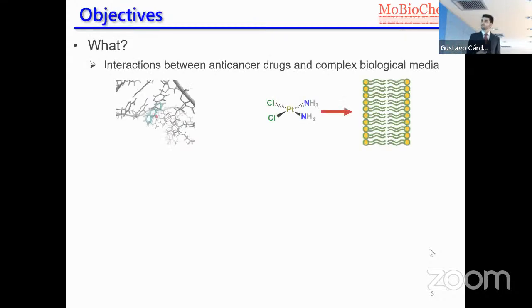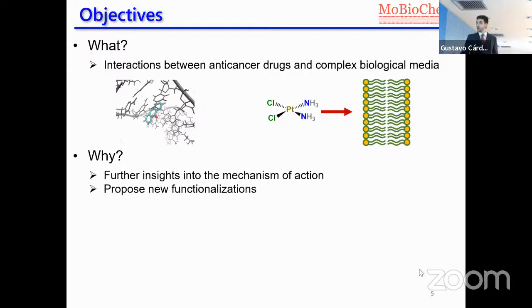Now, let us move into the objectives for this work. Well, what are we studying? Well, as I said before, and also as the title suggested, we're studying the interactions between the anti-cancer molecules and some complex biological media like DNA or a lipid membrane. Why are we doing that? Well, first of all, because we want to get some further insights into the mechanism of action of these drugs. The reason for doing so is that this could, in future, allow us to propose new functionalizations of these molecules to obtain more efficient anti-cancer agents.